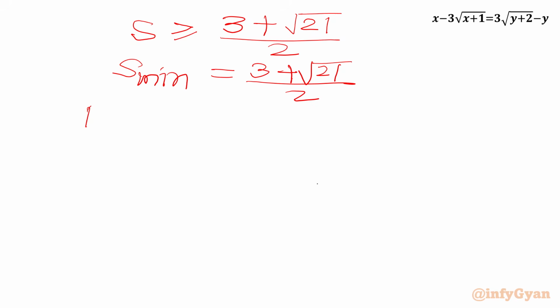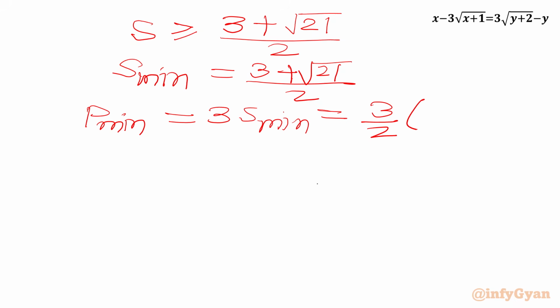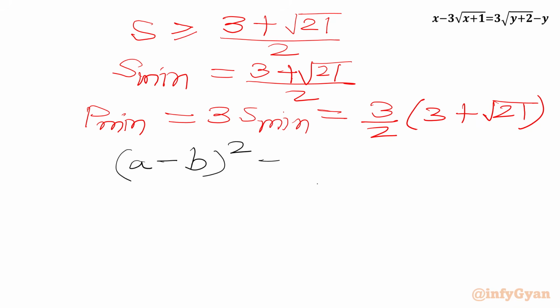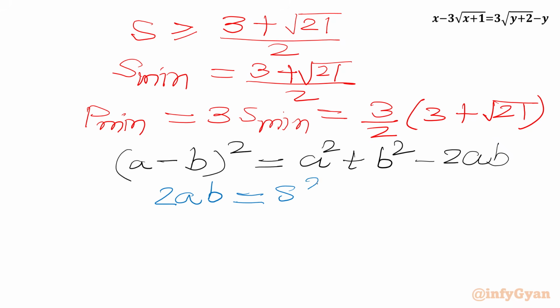So we can find p minimum by writing over here 3 times s minimum. So it will be equal to 3 over 2 in bracket 3 plus root 21. Now we have to find P max. So I will use A minus B whole square identity. Let's write over here A square plus B square minus 2 times AB. Now in place of 2AB, we will write S square minus 3S minus 3.